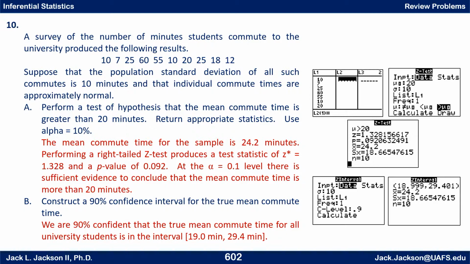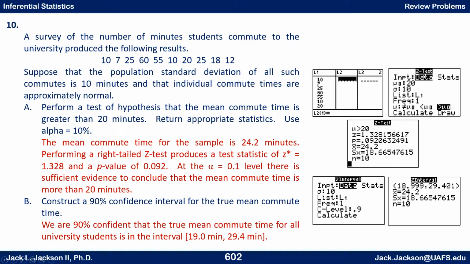We're 90% confident that the true mean commute time for all university students is in the interval 19.0 minutes to 29.4 minutes. Well, how do we find all that? Well, we just type in our data first in L1. So do stat, edit on a TI-84, put your cursor on L1, hit clear, and enter, which clears out the list, then type in this data.